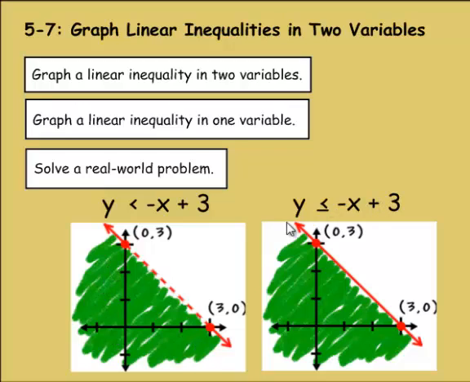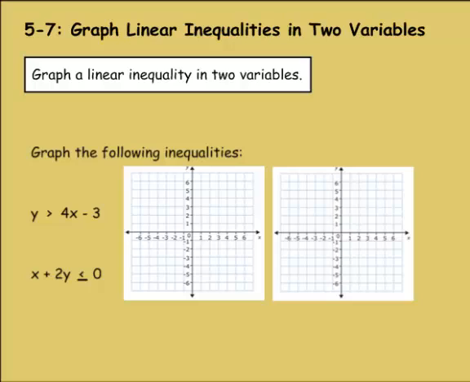Same thing with this one. The difference between this and this, you'll notice, is the less than or equal to here, and just the less than here. So what I do is I make a dashed line for the less than because these values aren't absolute, whereas this one is, so I just have a straight line for the less than or equal to. So let's graph some inequalities.